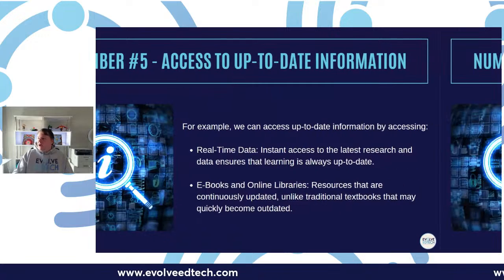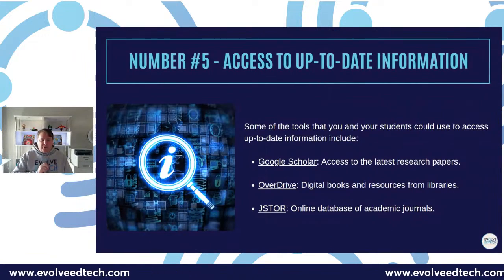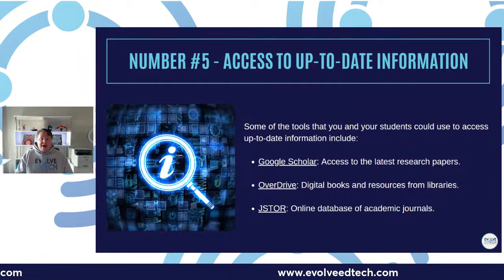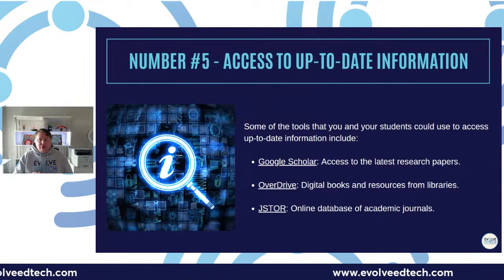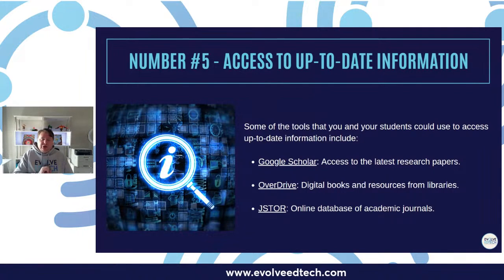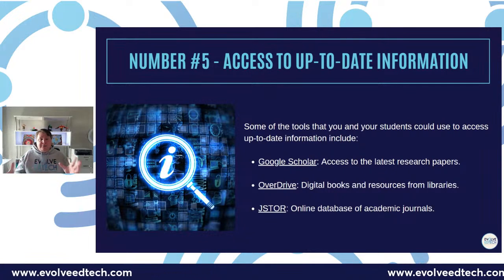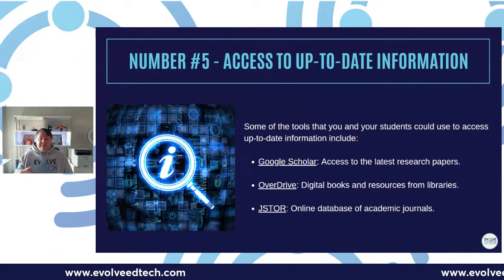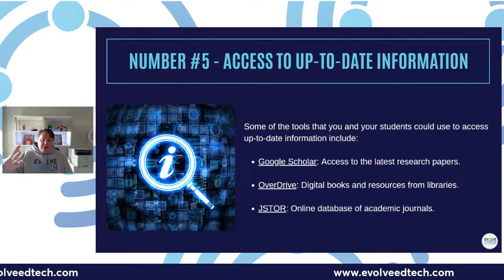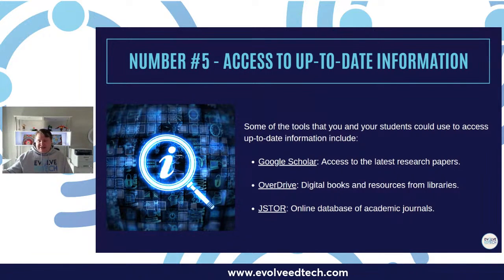So some examples of how we can access up-to-date information. Google Scholar. If you haven't gone and accessed Google Scholar before, you are missing out. You have access to the latest research papers through Google Scholar. It's an amazing resource that you can access. Overdrive, another digital book and resource hub from a whole range of libraries. Just check that one to see if you can access it, because that is a specific resource to use if you have specific access from a specific institution.